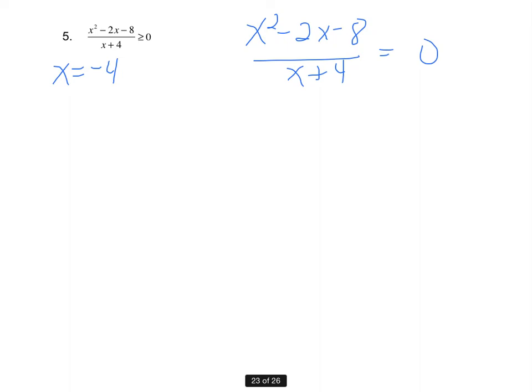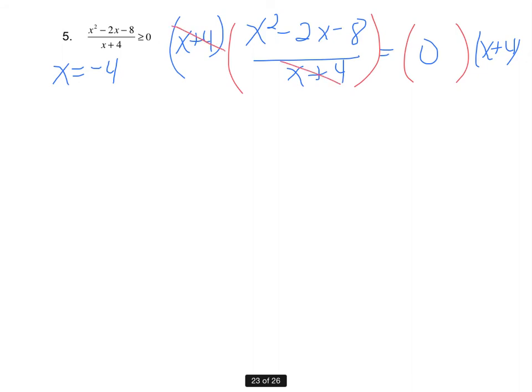So I'm going to multiply both sides by x plus 4 because that would be my LCD. So the x plus 4's on the left will cancel. And on the right side, that's going to be easy. Anything times 0 is 0. So all I have left is x squared minus 2x minus 8.